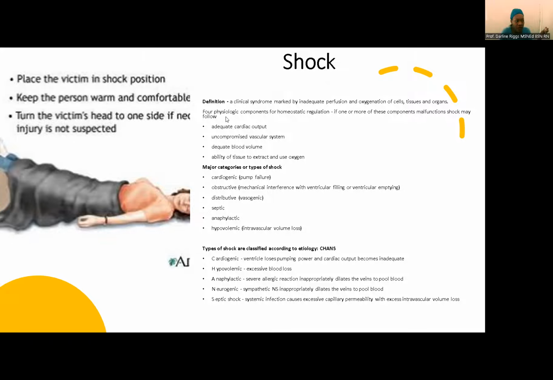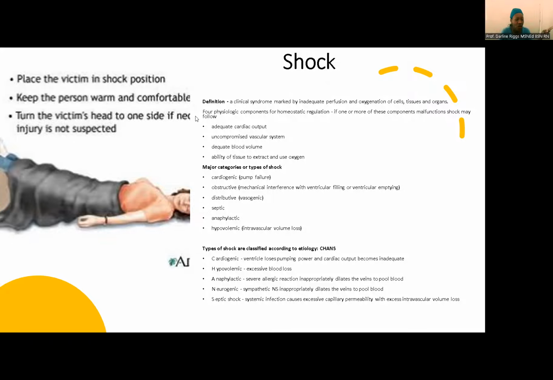So there are 4 physiological components to regulating homeostasis, right? To having that balance that we keep talking about. I talked about homeostasis a lot. So if you have one or more of these components not functioning or malfunctioning, you're going to go into shock. So there are different types of shock, and you do need to know each type of shock, what's happening pathophysiologically, and the treatment will make sense.